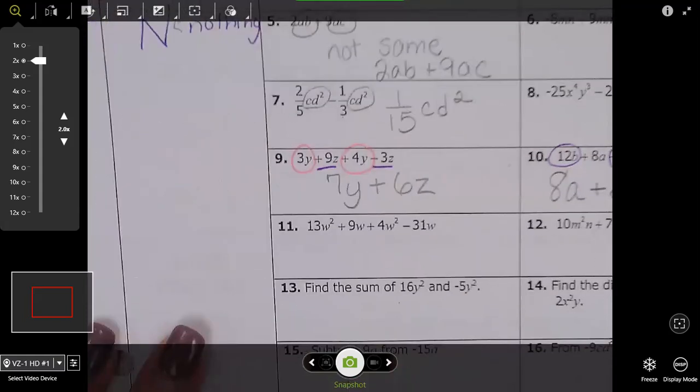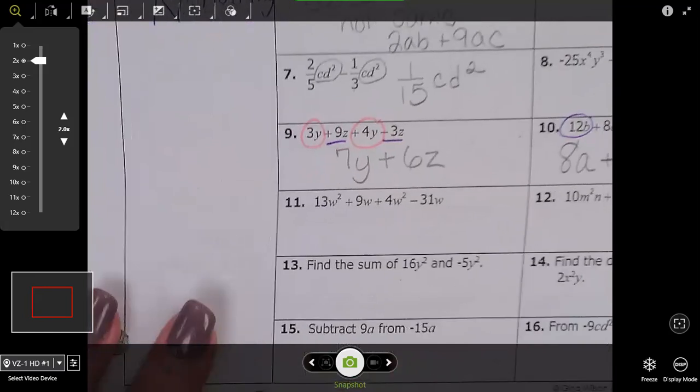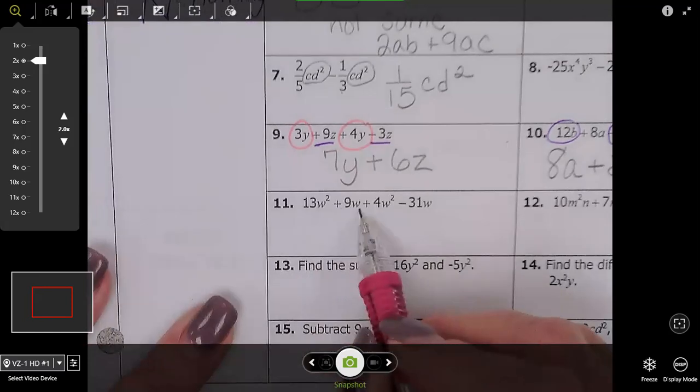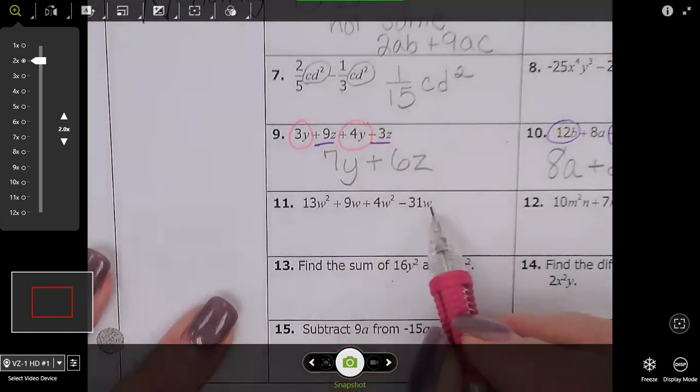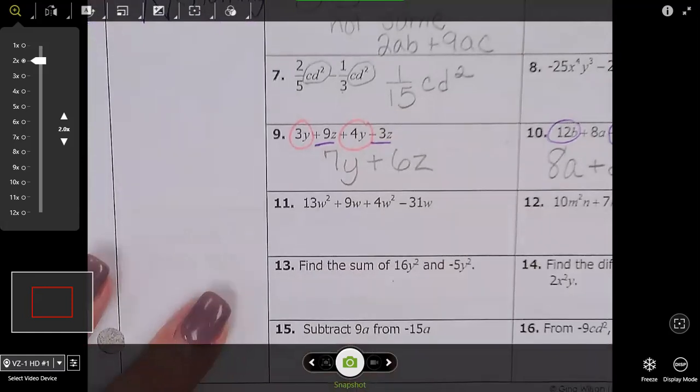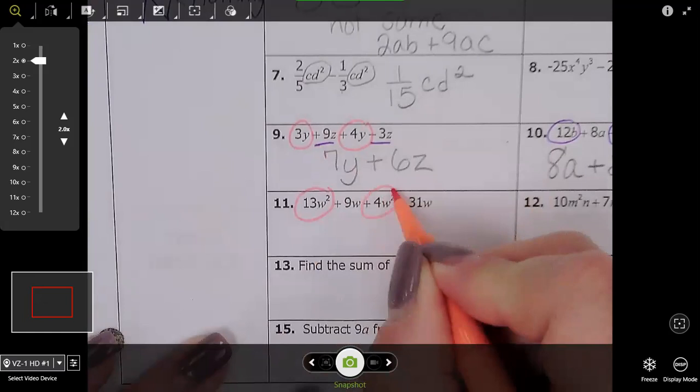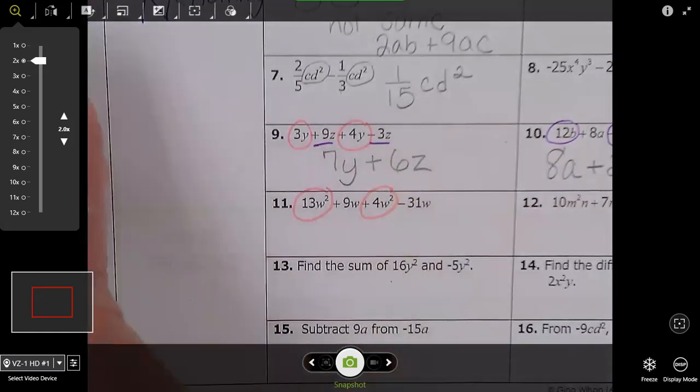Good question. Number 11, are these like terms? I've got a W squared, a W squared, and a W. Even though they're all W's, they are not all like terms because one has a squared and one doesn't. So I can combine things, but only the things that have the same variable and the same exponent. So I've got 13W squared and 4W squared. What does that make?